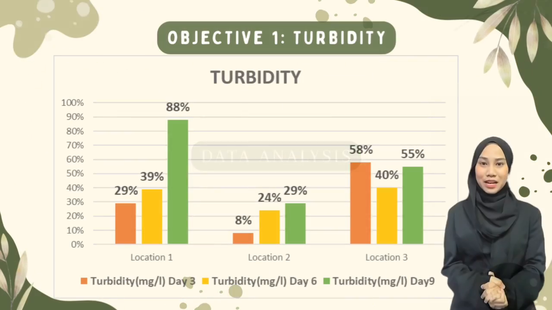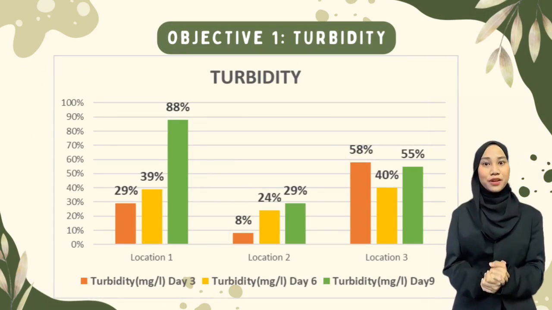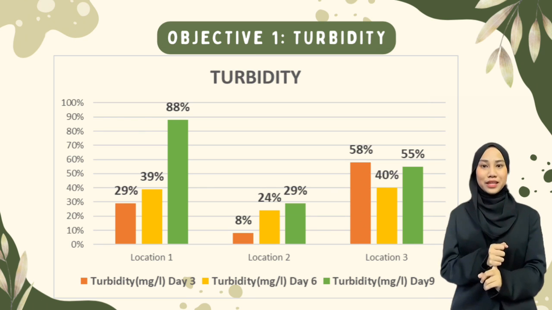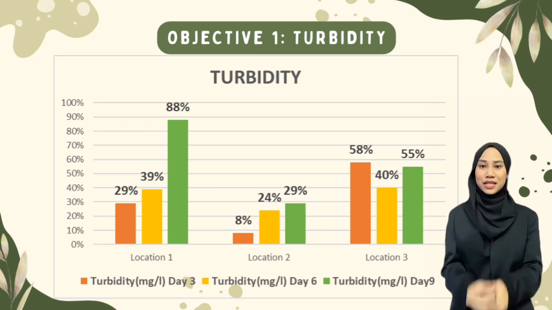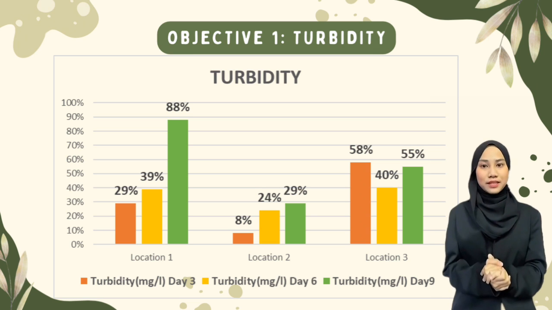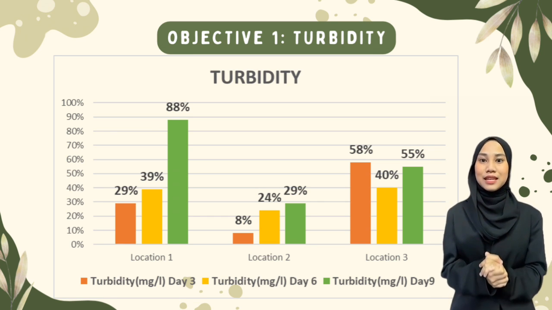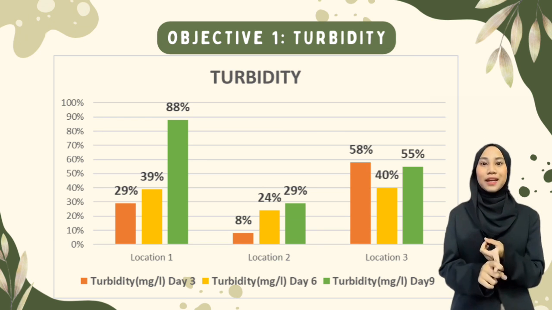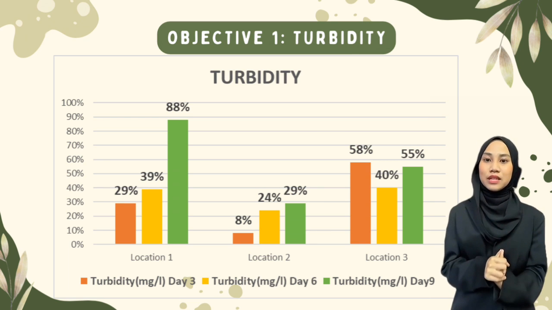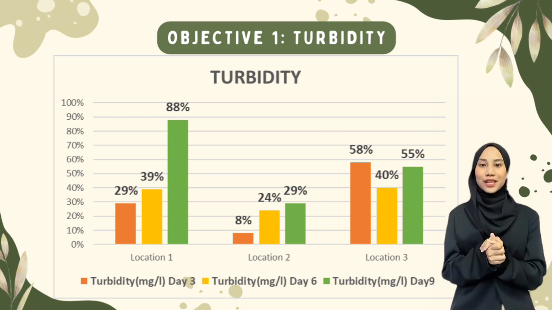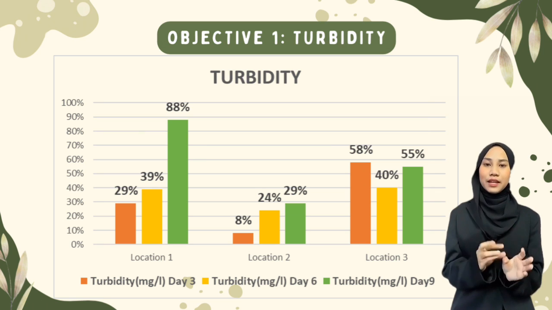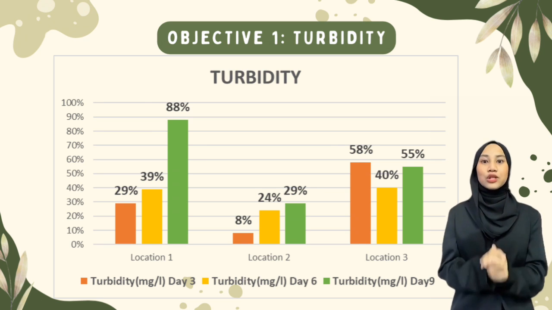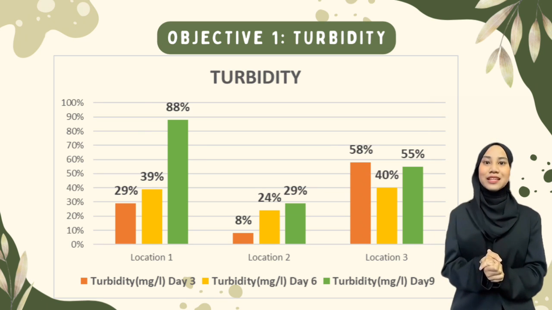You can see from the graph how turbidity level changed over the 9-day period at the 3 locations. At the beginning, on day 3, turbidity slightly increased at all locations, especially at location 3 with 58% and location 1 with 29%. This happened because when EM mudballs were first added, they disturbed the sediment at the bottom and released fine particles, which made the water look clouded. After that, by day 6 and day 9, the turbidity started to decrease gradually, especially at location 1 where it dropped from 39% to 88%, showing the biggest improvement in water clarity.